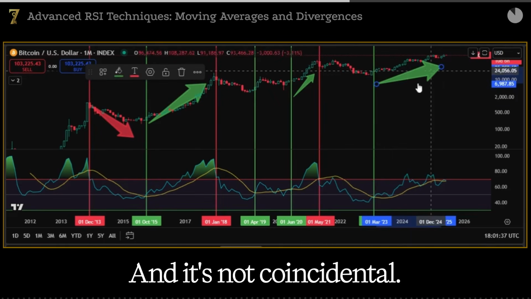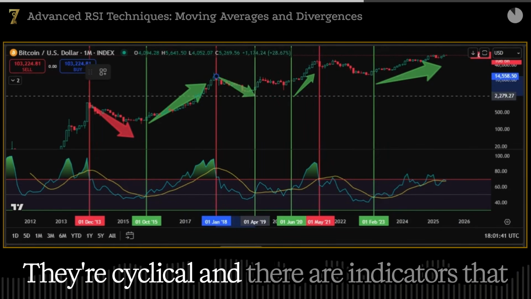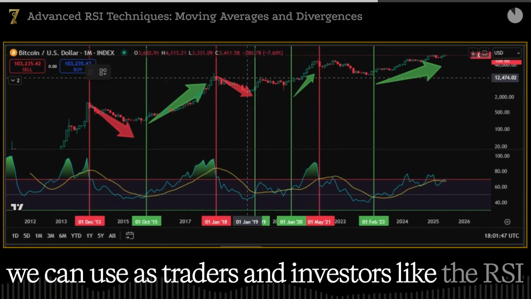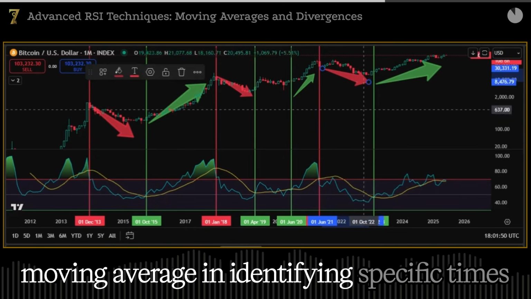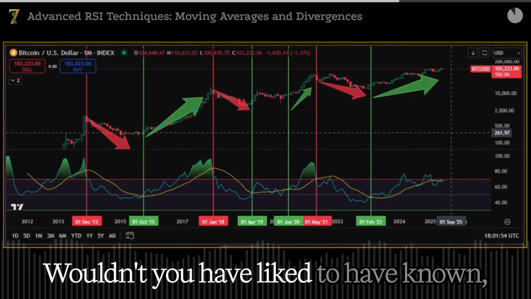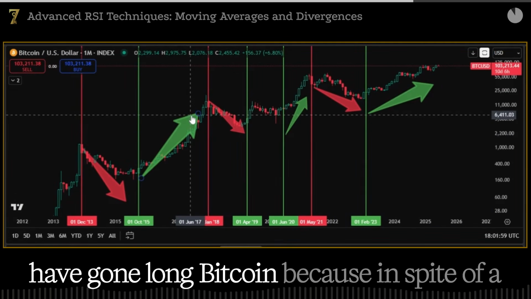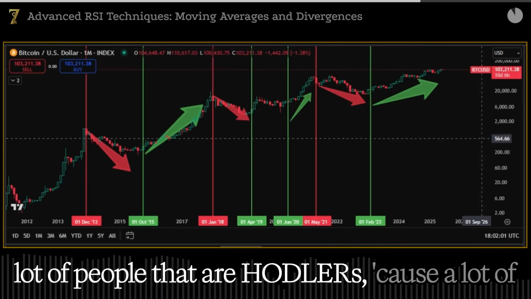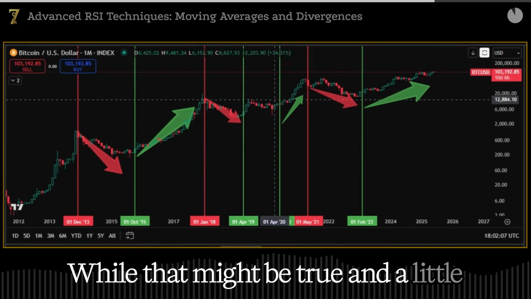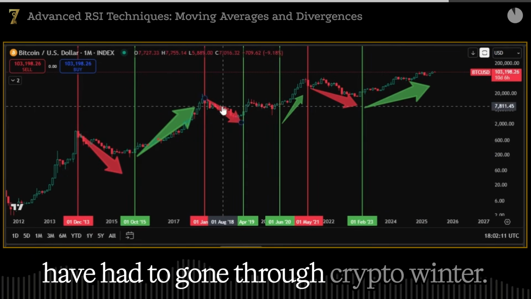And it's not coincidental. I always tell people markets are like nature. They're cyclical, and there are indicators that we can use as traders and investors, like the RSI moving average, and identifying specific times of divergences when it pays to pay attention. Wouldn't you have liked to have known when to have gotten out and when to have gone long Bitcoin? Because in spite of a lot of people that are hodlers, a lot of people say, I could have held here and sold here. While that might be true and a little easier, your gains would never have been as compounded, and you would never have had to go through crypto winter.